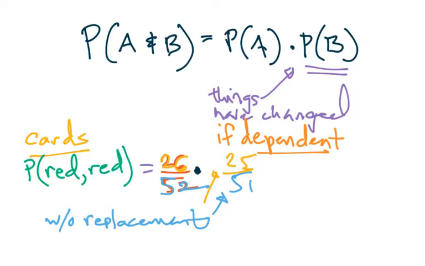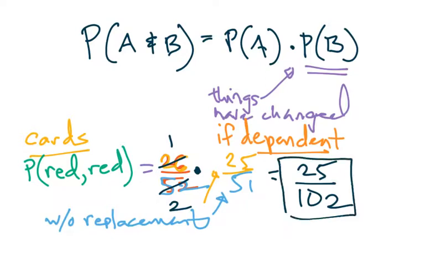Now, in order to figure this out, I'm going to reduce the first one from 26 to 52 to simply 1 to 2 because we know that's a reality. And then multiplying straight across, I'd say that the probability of me pulling a red followed by a second red without replacement would be 25 to 102. And we can box that up.